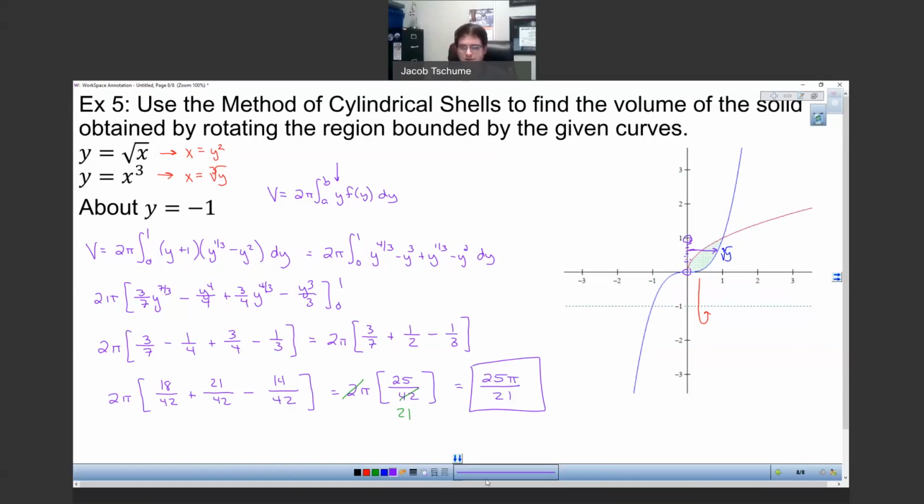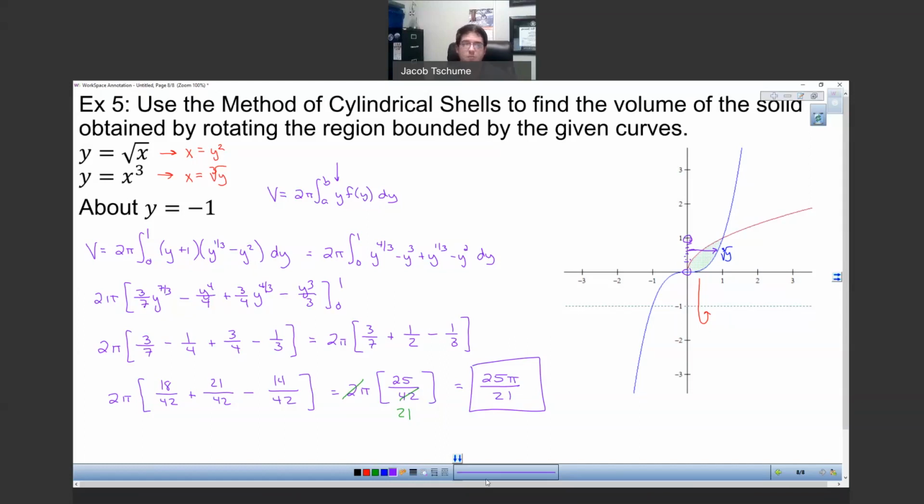So that's another example where you have to adjust your shell part because you're rotating around y equals -1, and you also had to use the washer method because of the gap between the y-axis and the graph that you were rotating. That ends section 6.3. So that ends the third different technique of volume.